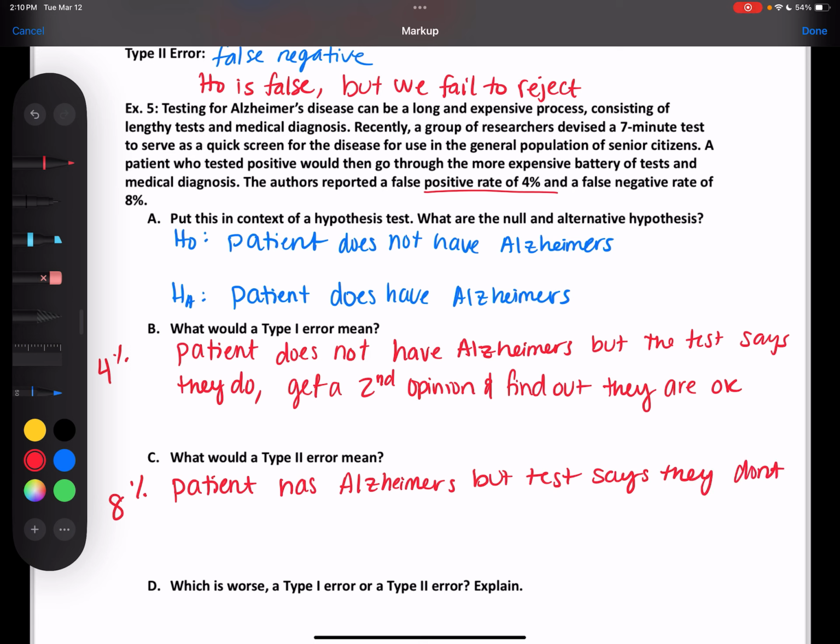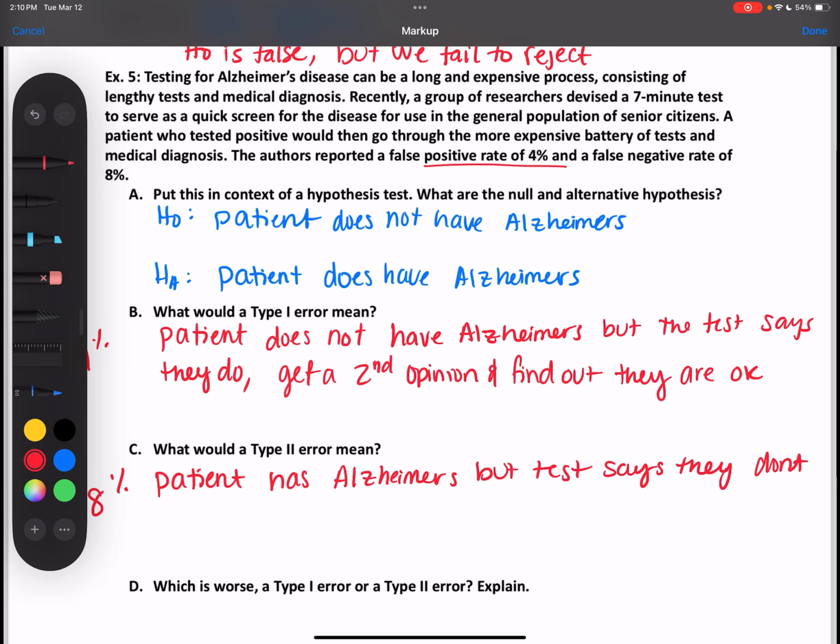And they miss a chance to get treated. I don't think there's anything you can really do.